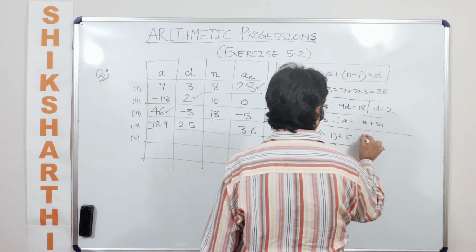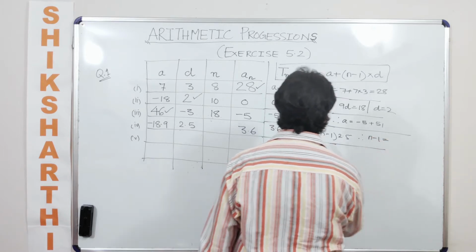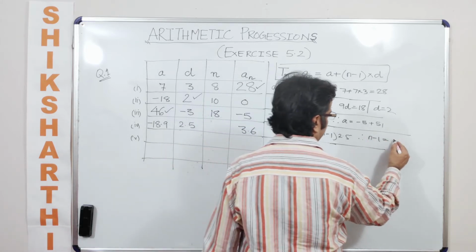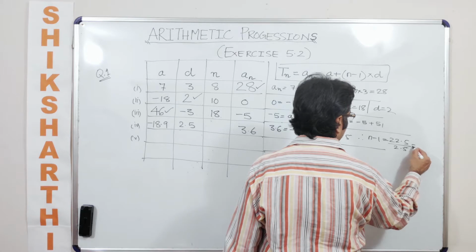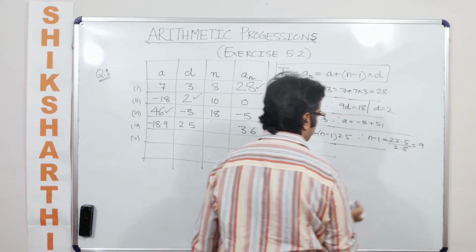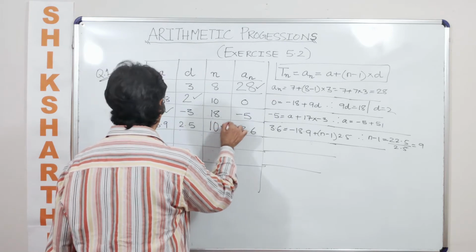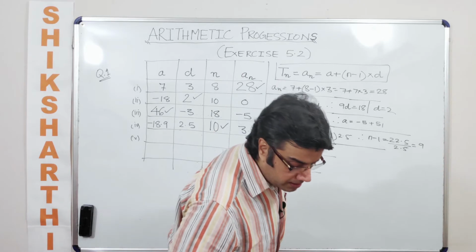Okay, so now can I say that n minus 1 is equal to, now when this goes on the other hand side, this becomes 22.5 divided by 2.5, which is just like saying a 9. So n minus 1 is a 9. In that case, n becomes equal to a 10. Solved.